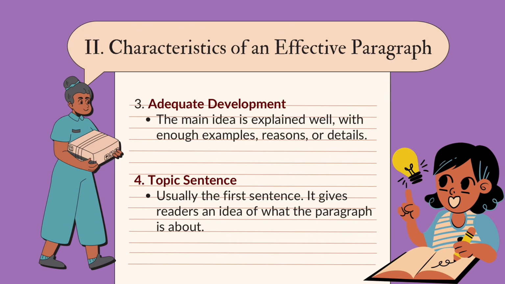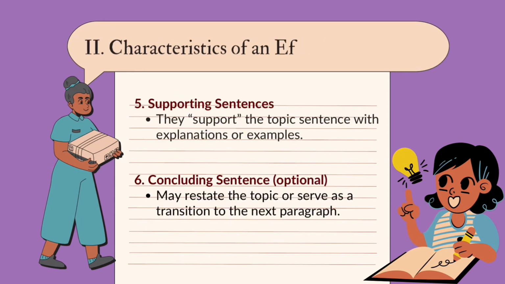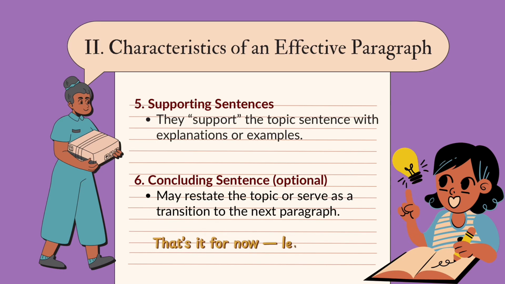Then we go back to the topic sentence, usually the first sentence of your paragraph. It tells your reader what the paragraph is all about. It sets the direction, like a signpost saying, hey, this is what we're talking about. Supporting sentences come next. These are the ones that explain, describe, or give proof of the topic sentence. Think of them as the meat of your paragraph. Without these, your main idea feels empty or weak. And lastly, we have the concluding sentence. This part is optional, but it helps. You can restate your main idea or prepare your reader for the next paragraph. It's like saying, that's it for now.